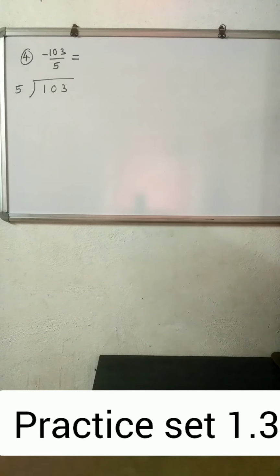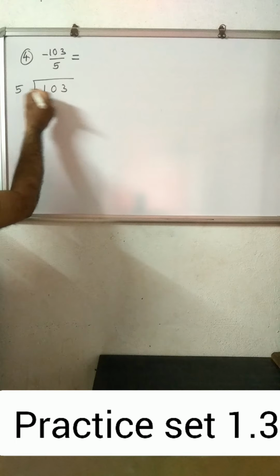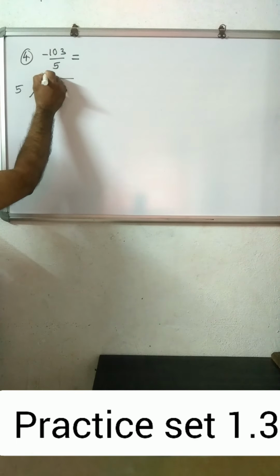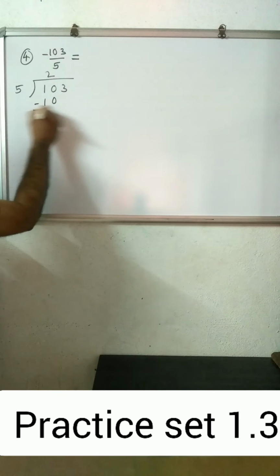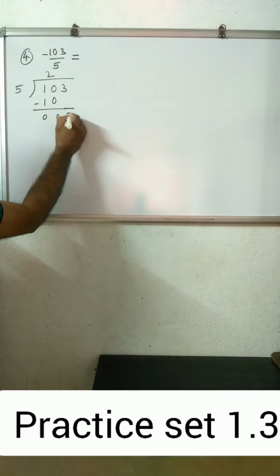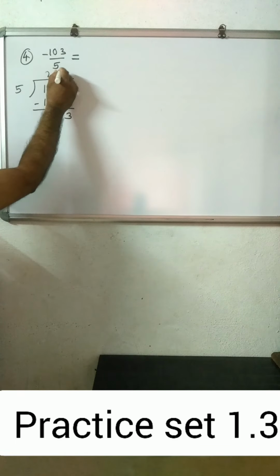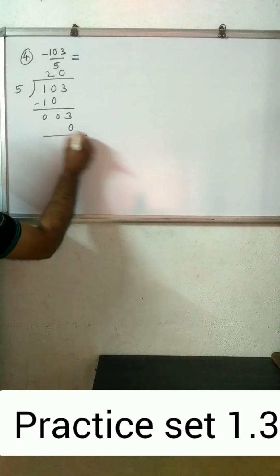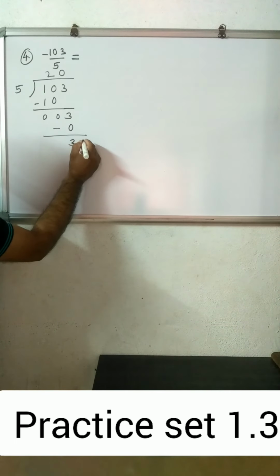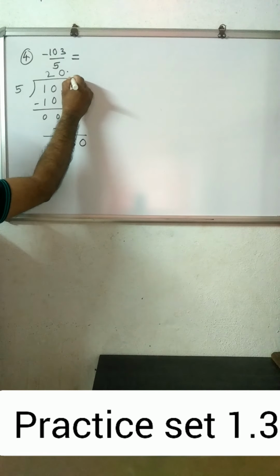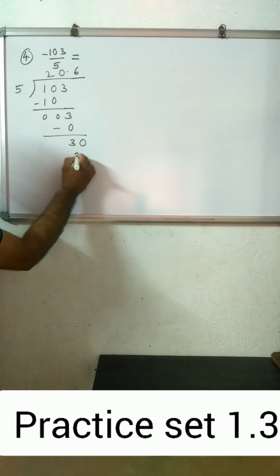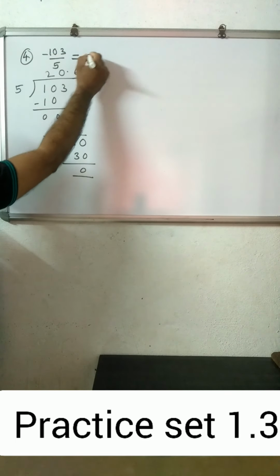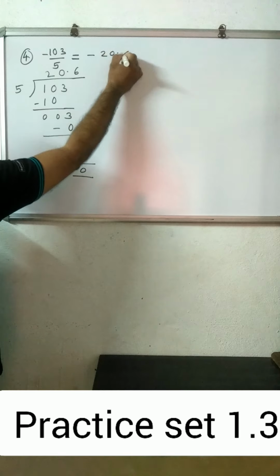Next, 103 divided by 5. Now divide this. 5 1s are 5, 5 2s are 10. 0, 0. 3 will come down. 5 zeros are 0. 3 is not divisible. Again minus 3. Now one more 0 we have to take here. So put one decimal point over here. 5 6s are 30. So minus 103 upon 5 is equal to minus 20.6.